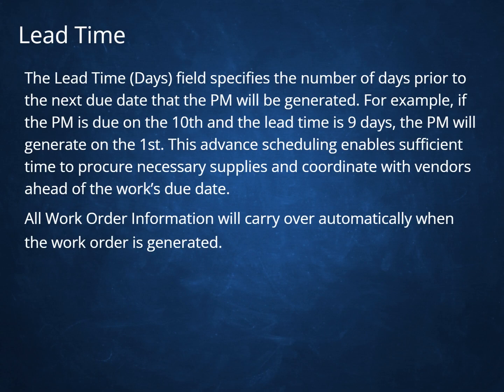Lead time. The lead time, days field, specifies the number of days prior to the next due date that the PM will be generated. For example, if the PM is due on the 10th and the lead time is 9 days, the PM will generate on the 1st. This advanced scheduling enables sufficient time to procure necessary supplies and coordinate with vendors ahead of the work's due date. All work order information will carry over automatically when the work order is generated.